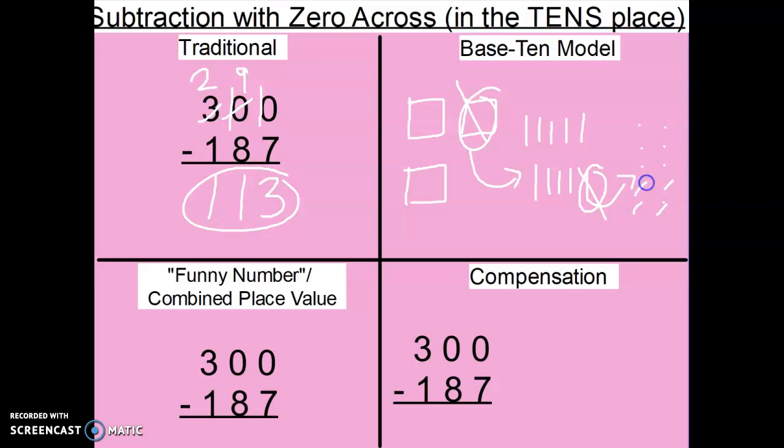Now I can take away my 7. 1, 2, 3, 4, 5, 6, 7. I have 3 ones left. As for the tens place, I only have 9 tens, so I need to take away 8 of them. 1, 2, 3, 4, 5, 6, 7, 8. That's why I only have 1 ten left. I have 200 and I take away 100. That's why I have 100 left. So I have 100, 10, and 3 ones left. 113 is your answer.